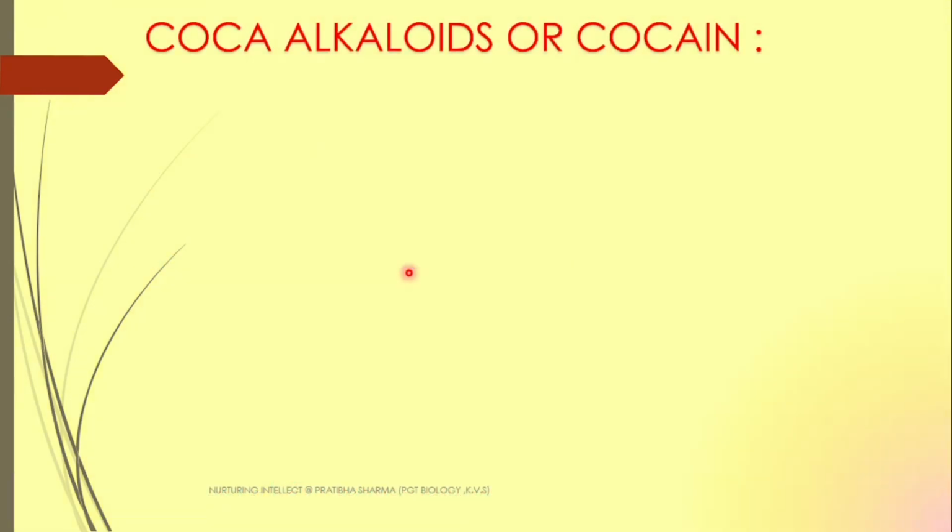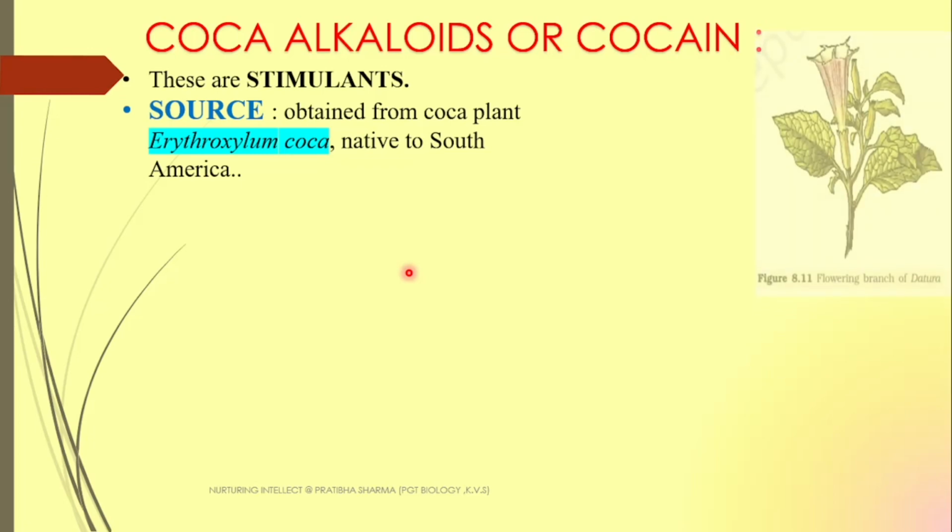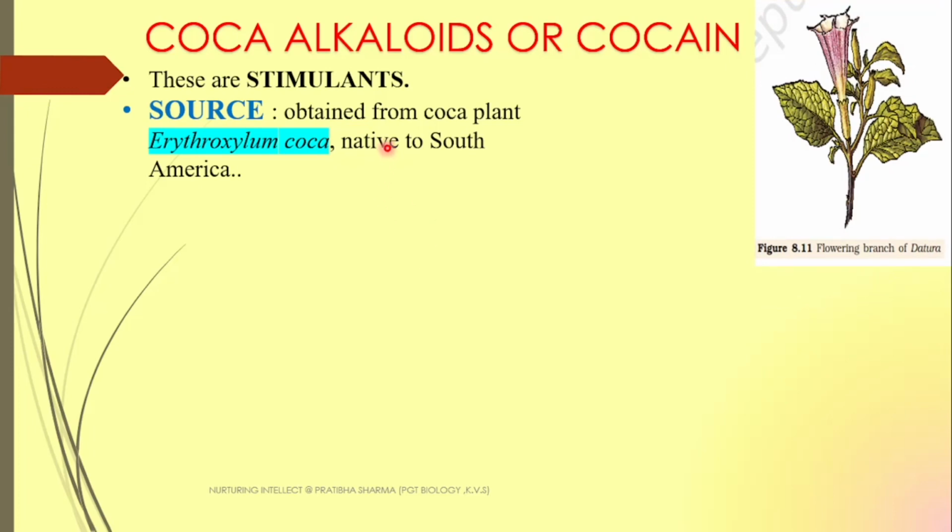So next category of drugs are coca alkaloids or cocaine. These are stimulants. They stimulate our nervous system. And the source of coca alkaloid is the coca plant. The scientific name is Erythroxylum coca, which is native to South America. Cocaine is commonly called coke or crack.